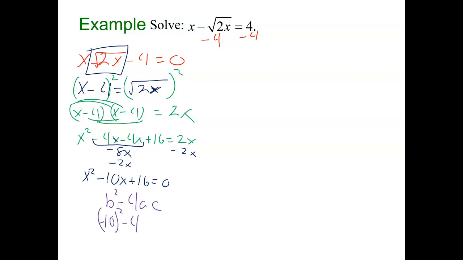What's the value of A? What's the value of C? Okay. What's negative 10 squared? What's negative 4 times 16? And when I subtract those, what do I get? 36. Can I square root that?